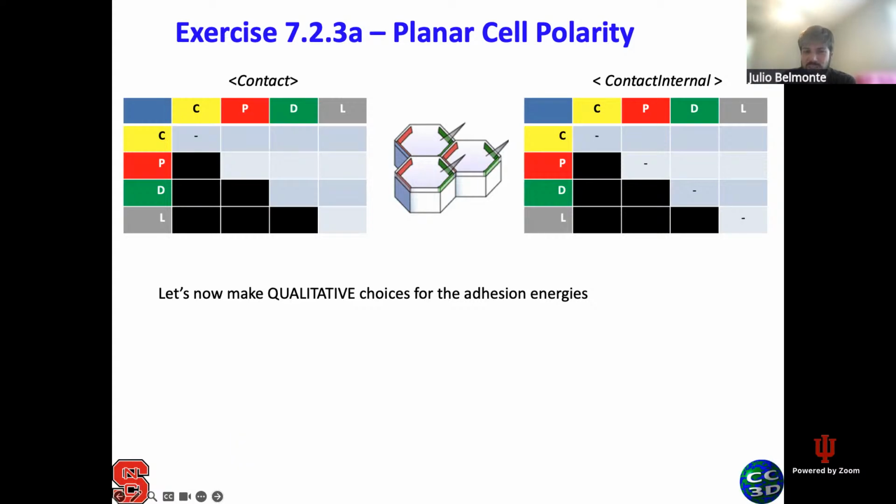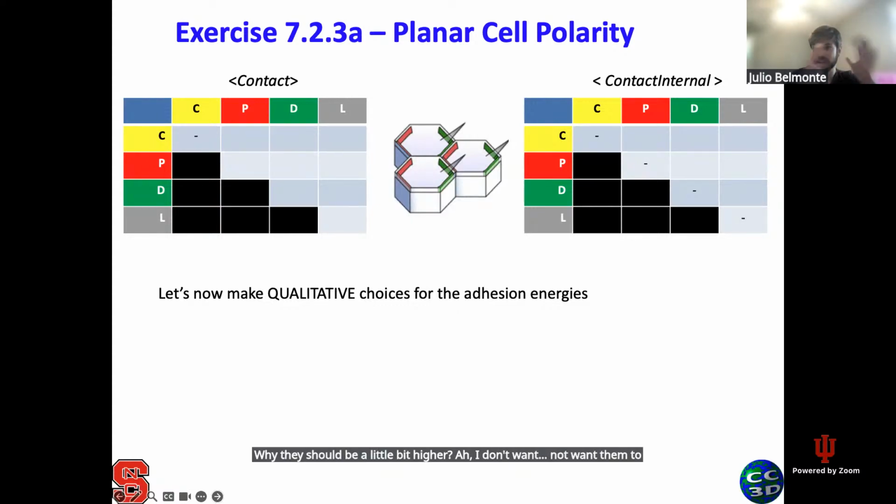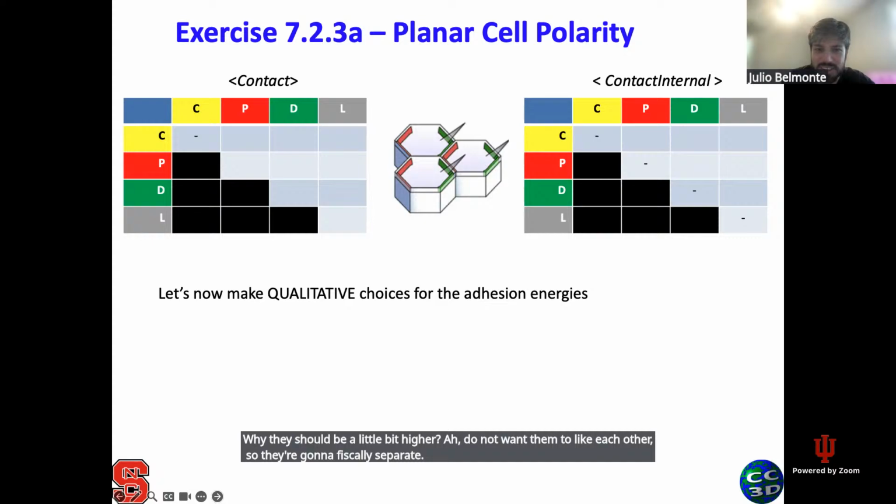So cyto is on the inside by itself. Okay. And the red and green on the proximal distal, PD, why they should be a little bit higher? Don't want them to like each other, so they're going to physically separate. Yes.